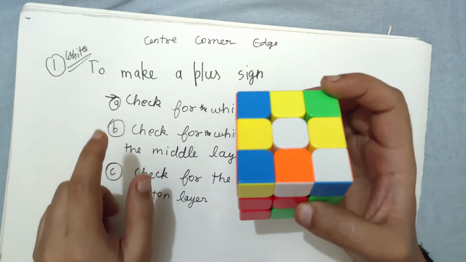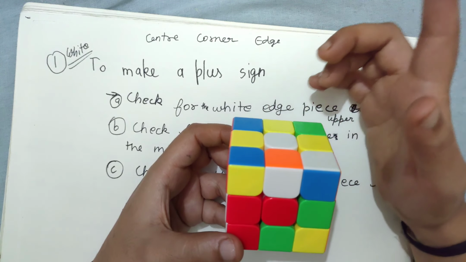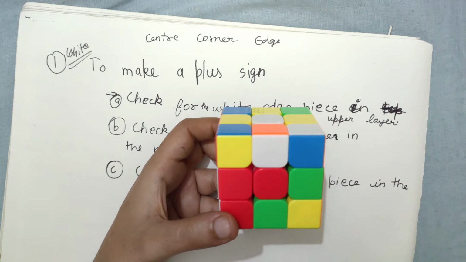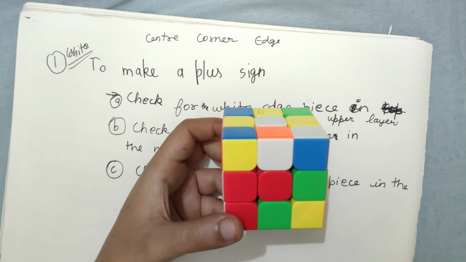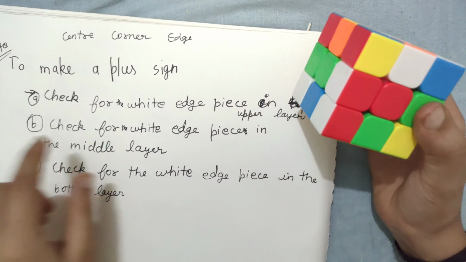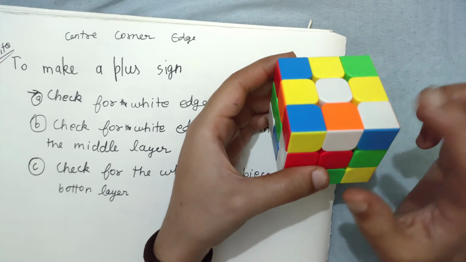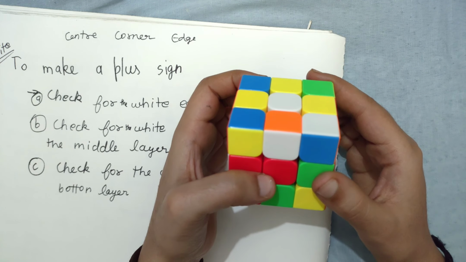First of all, to make a plus sign on the white center piece, hold your cube firstly like this. White should face the top and red should face you. You should be able to see the red color very clearly. It says check for the white edge piece in the upper layer. Okay, I am checking for the white edge piece in the upper layer.